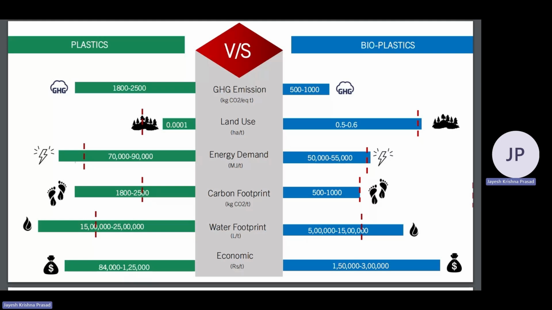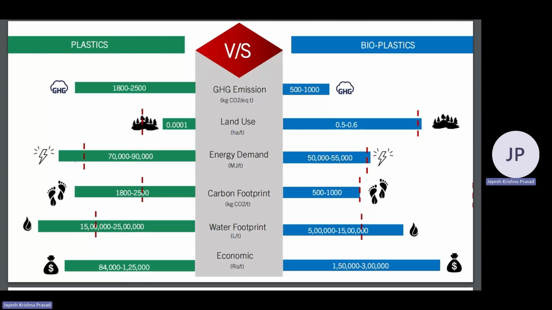Now moving on to the advantages of bioplastics. So first of all, the greenhouse gas emissions. Bioplastics typically have a lower carbon footprint with emissions ranging from 500 to 1000 kg of CO2 equivalent per ton. This reduction is crucial for mitigating climate change.